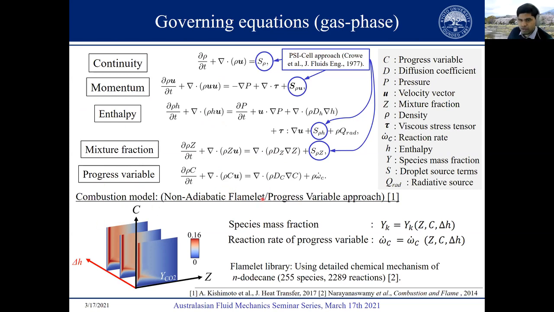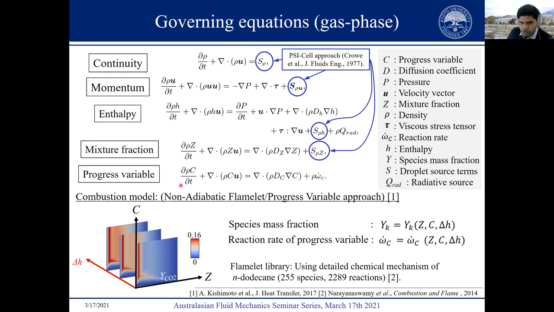as the combustion model here, and particularly we are using the non-adiabatic version of the flamelet progress variable approach, right? The reason we are using this non-adiabatic version is because we want to account for the heat loss through the wall and the heat loss due to the evaporation of fuel droplets, right? And in these equations, you see these source terms that are marked by these blue circles. These are the source terms for the interaction between the dispersed phase fuel droplets and the gas phase. They are evaluated using the PSI cell approach, that is the particle source in cell approach.